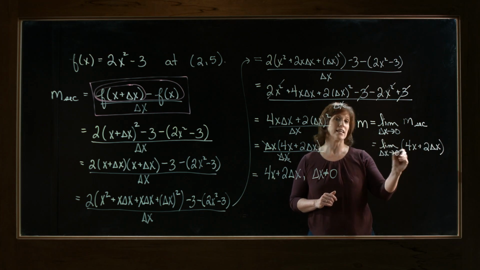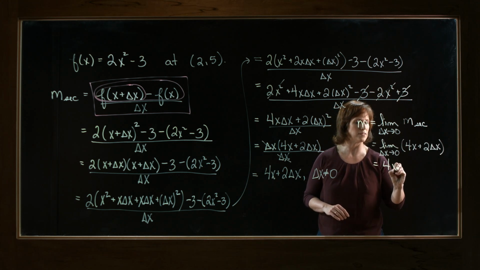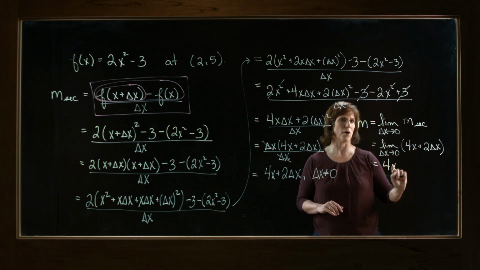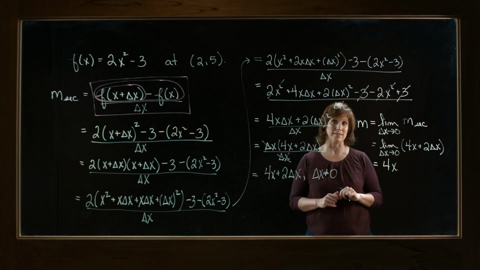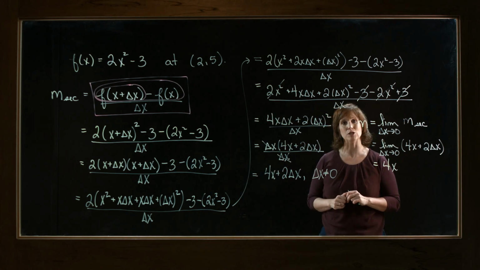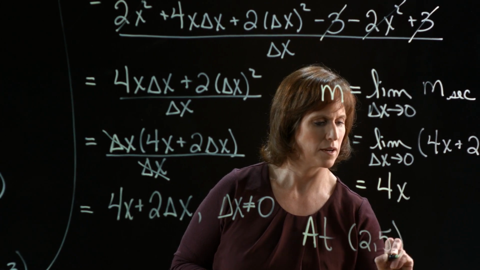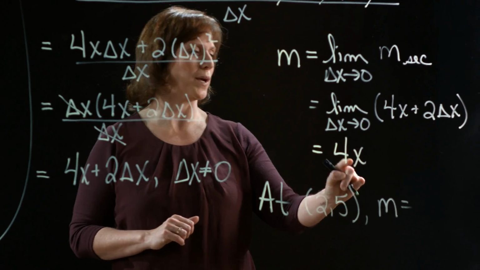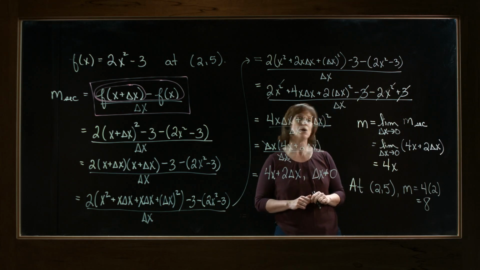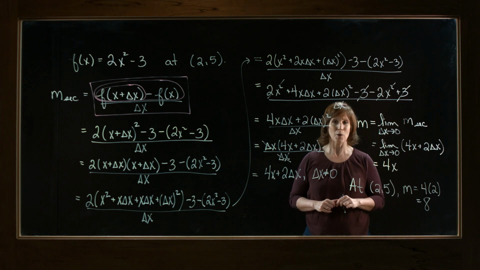Okay? Now, as delta x approaches 0, what happens to this expression? Well, 4x has nothing to do with delta x, so it remains at 4x. As delta x approaches 0, 2 times delta x goes to 0. So the slope is going to be 4x. Now this is going to be the slope at any point on my curve. I'm interested in what's happening at the point (2, 5). So all I need to do is plug 2 in for the x. And so the slope of the graph of my function at the point (2, 5) is 8. I hope that helped. Thank you.